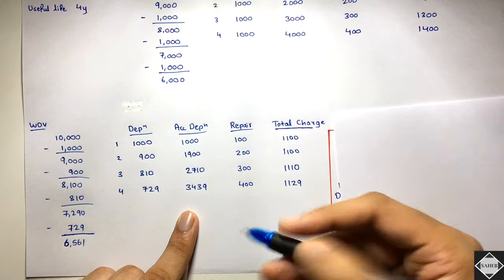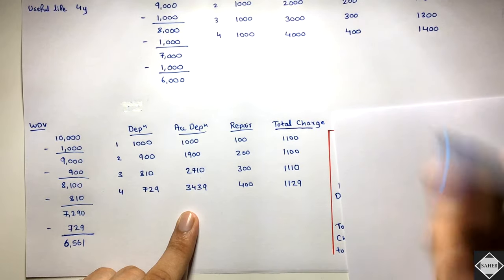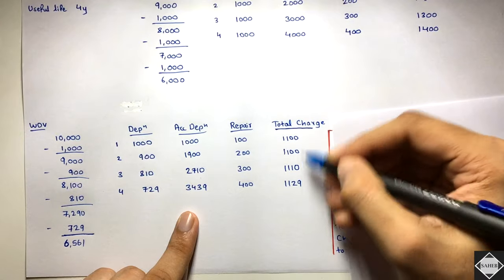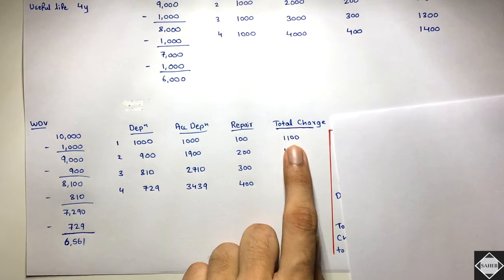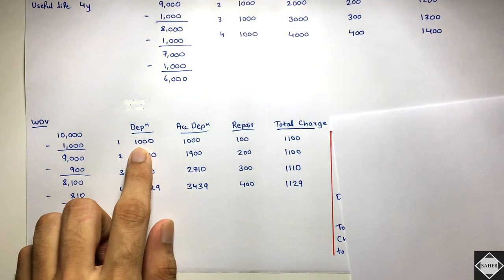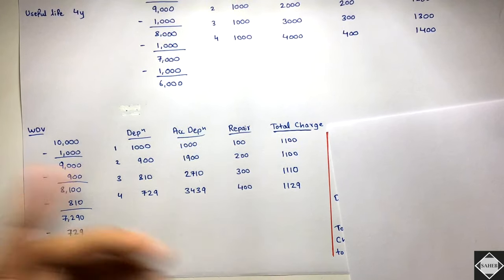And then repair, again, the assumed figures. It is increasing year by year because that's what will happen naturally with all assets practically. Repair charge will keep on increasing. Then what will happen to total charge now? Understand, how do you calculate total charge? Depreciation will go to profit and loss. It's an expense. Repair is also an expense. So that will also go to profit and loss. That's what we do.